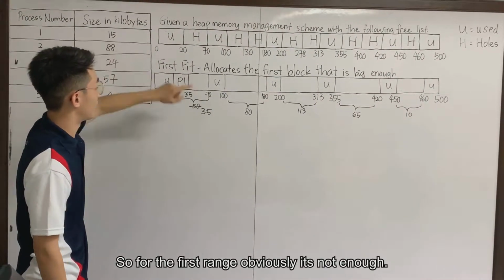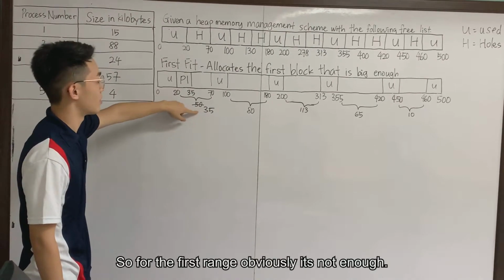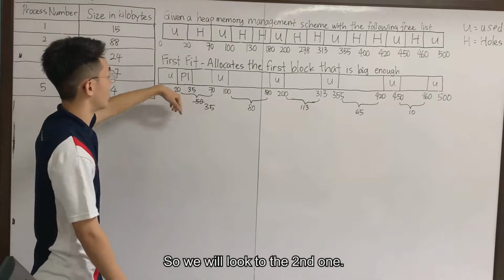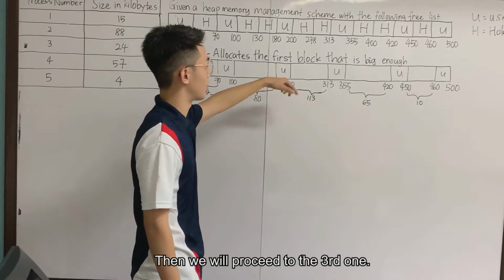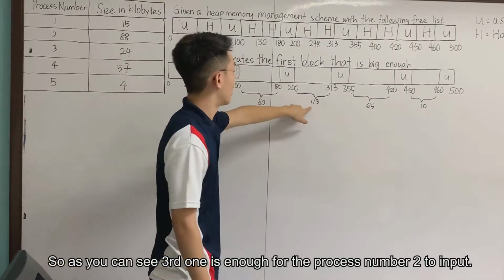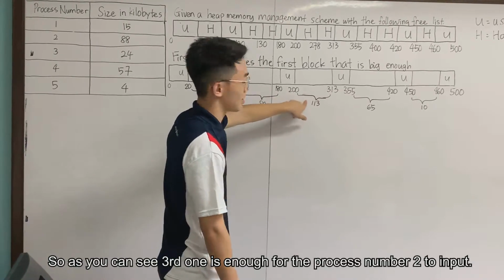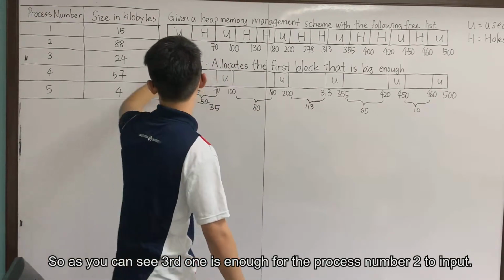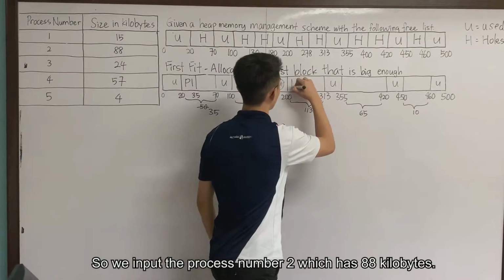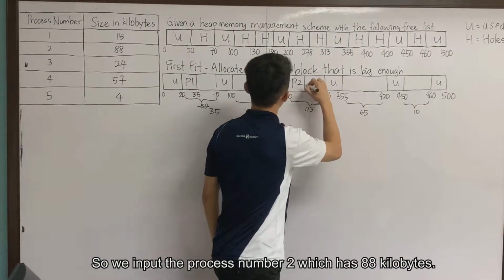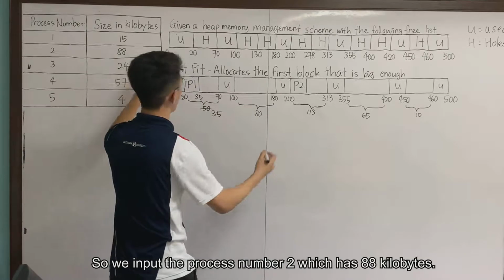So for the first range, obviously it's not enough. So we will look to the second one. It is also not enough, then we will proceed to the third one. So as you can see, the third one is enough for process number 2 to be input. So we will input process number 2, which has 88 kilobytes.